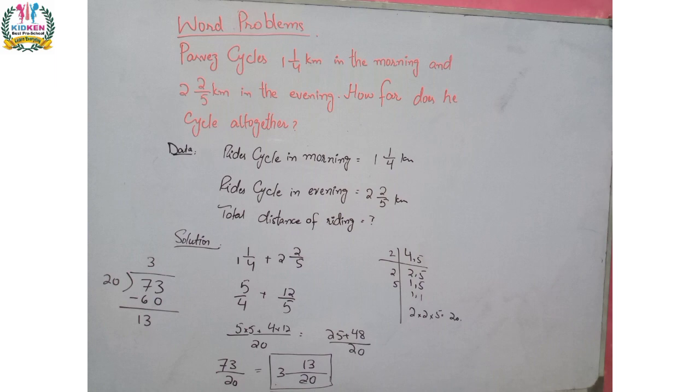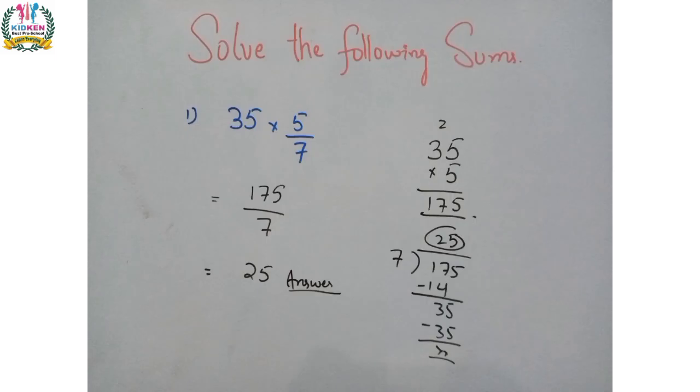Again we take the LCM of the denominators, 4 5s are 20, so we can write 5 into 5, then 5 4s are 20, then 5 4s into 12 we can write. So 5 into 5 is 25, then 4 into 12 is 48 upon 20. So we can add 48 plus 25, we have answer 73 upon 20. So again we can divide 73 by 20, so 3 twenties are 60, and we have answer 3 whole 13 upon 20.